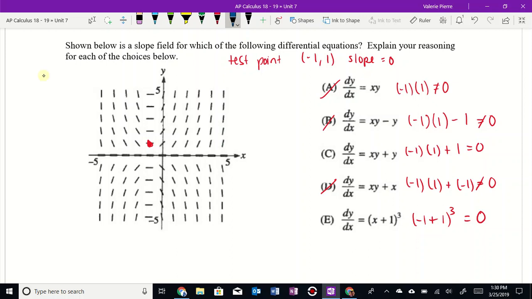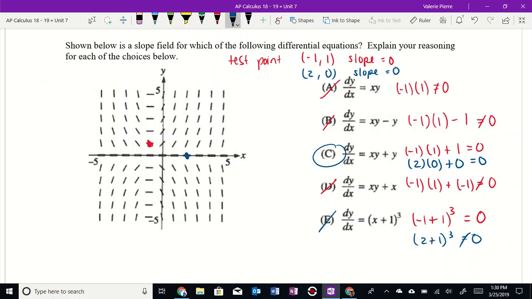Okay, so now I'm going to choose another test point, preferably another one that equals 0. So now I'm going to choose another test point where I have 2, 0, and again the slope equals 0. So I'm going to check C and E to see which one works. So for C, I have 2 times 0 plus 0, which equals 0, so that works. And then for E, I have 2 plus 1 cubed equals 0, which is not true. So C is my answer.